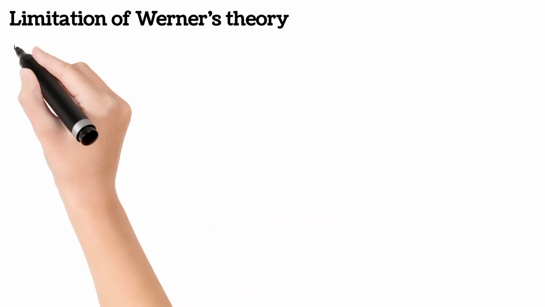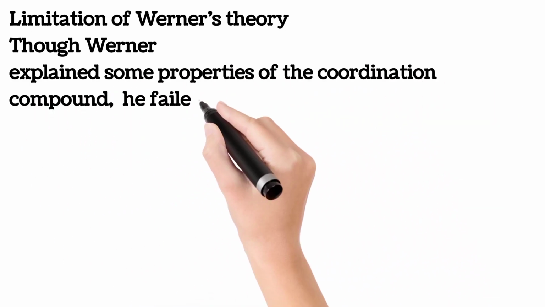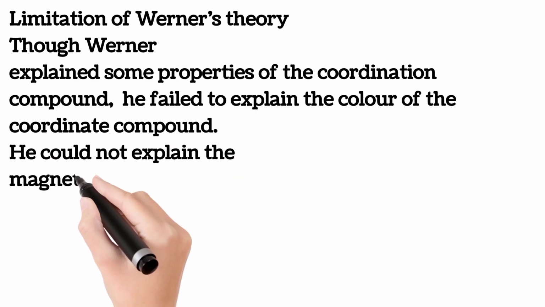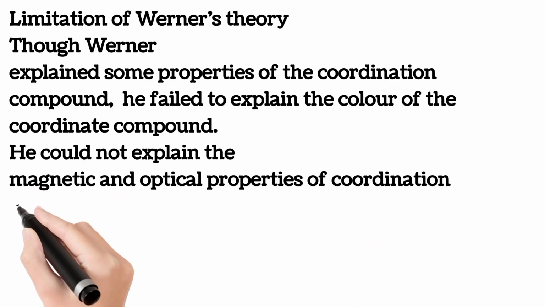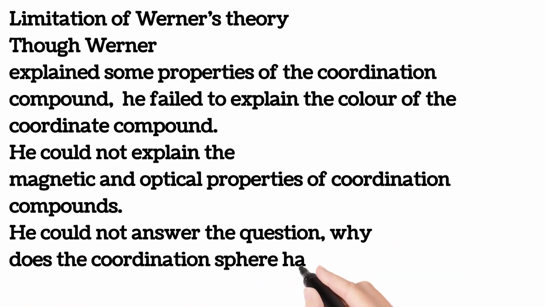Limitations of Werner's theory. Though Werner explained some properties of coordination compounds, he failed to explain the color of the coordination compounds. He could not explain the magnetic and optical properties of coordination compounds. He could not answer the question, why does the coordination sphere have a definite geometry?